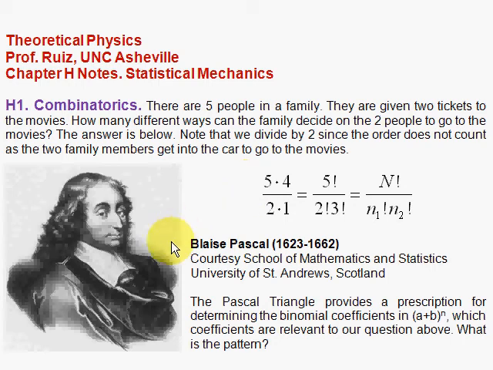Dr. Fizz with simple combinatorics. You have 5 people in a family and 2 tickets to the movies. How many ways can 2 people from that family go to the movies?